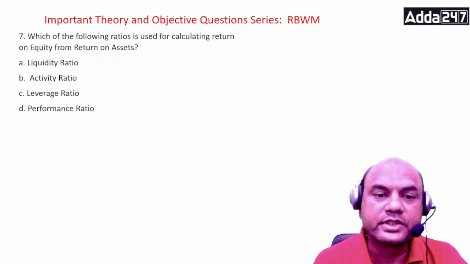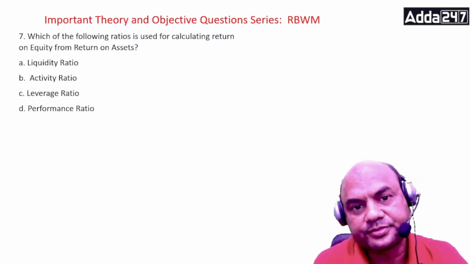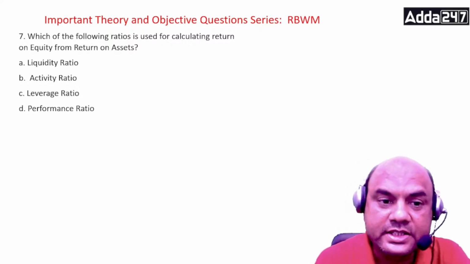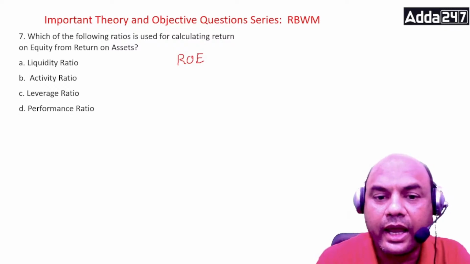Which of the following is used for calculating return on equity from return on assets? Now you have to find out the relationship between ROE and ROA.